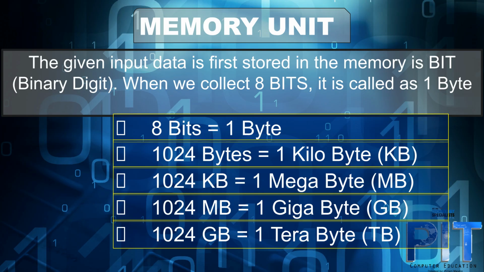The memory unit stores input data. The smallest unit is a bit. 8 bits make 1 byte, and 1024 bytes equal 1 kilobyte, continuing up to terabytes.